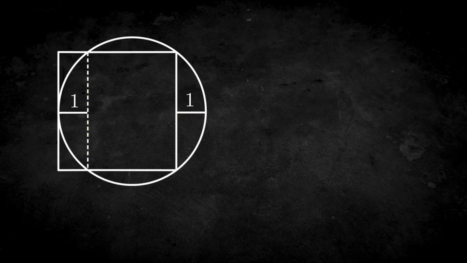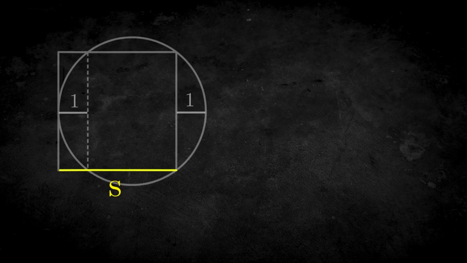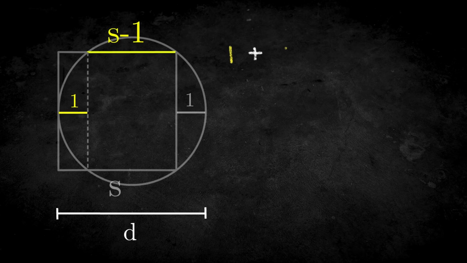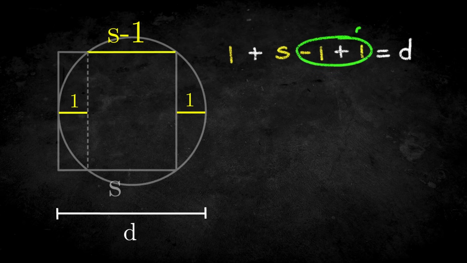Now let's assume that the square has side lengths s. Since this is 1, hence this distance is s minus 1. Assume that the diameter of the circle is d. We can see that 1 plus s minus 1 plus 1 is equal to diameter d. Negative 1 plus 1 is 0, so we get d equals s plus 1.